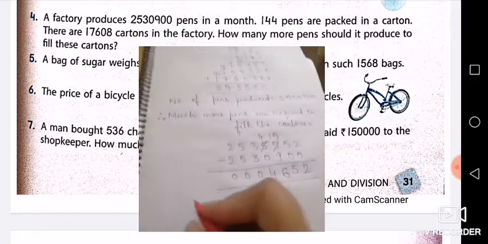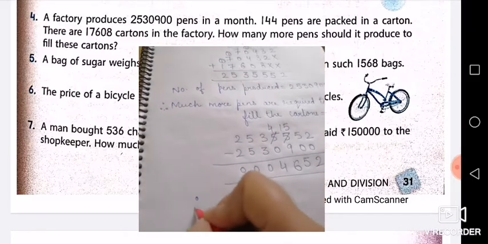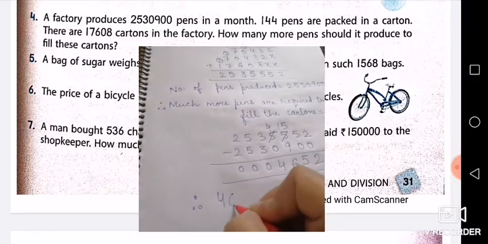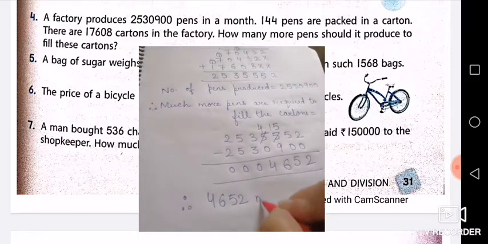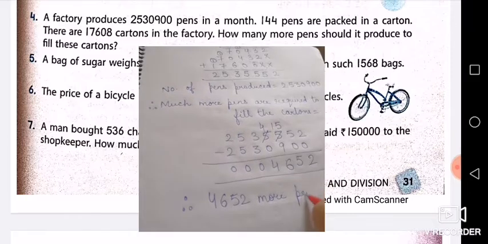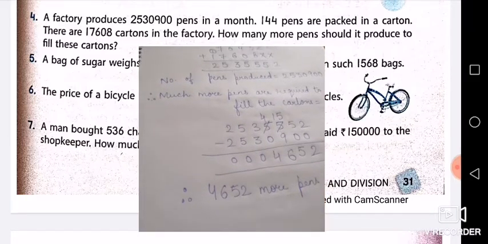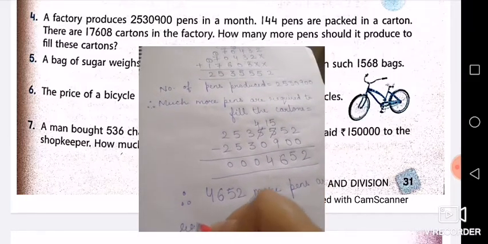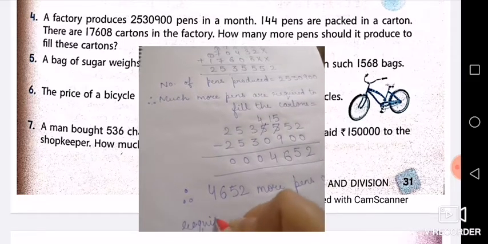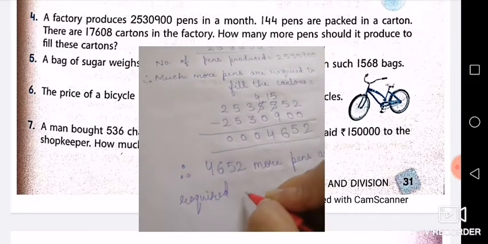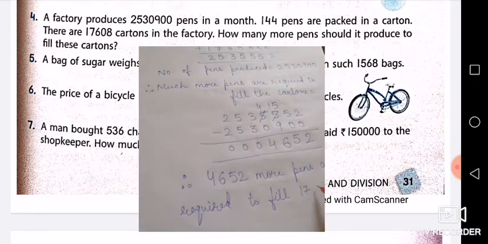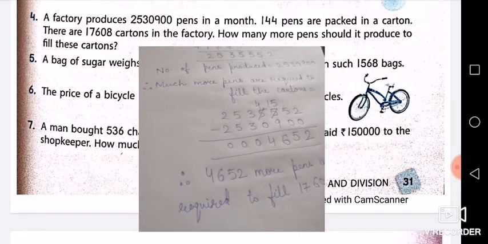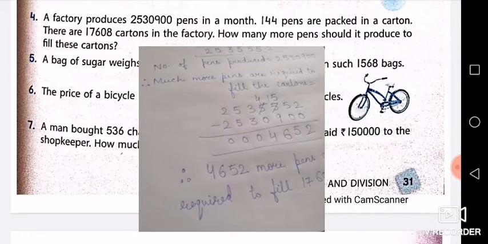How have we done it? At last you will write, therefore, 4652 more pens are required to fill 17,608 cartons.